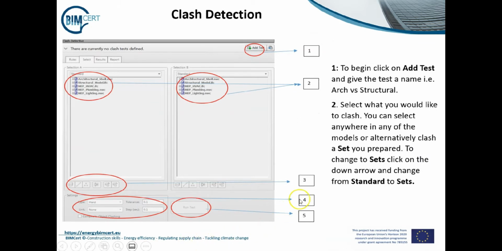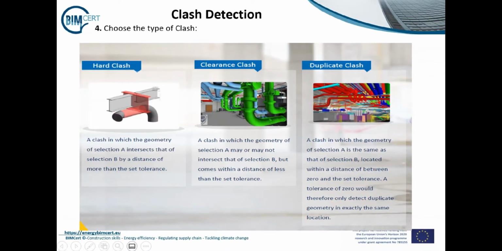Let's look at number 4, the settings, the type of clash that you would select. This is very important, and there are usually 3 types of clashes. A hard clash. This is a clash in which the geometry of selection A intersects that of selection B by a distance of more than a set tolerance. As we can see in here, it's a hard clash between 2 objects.